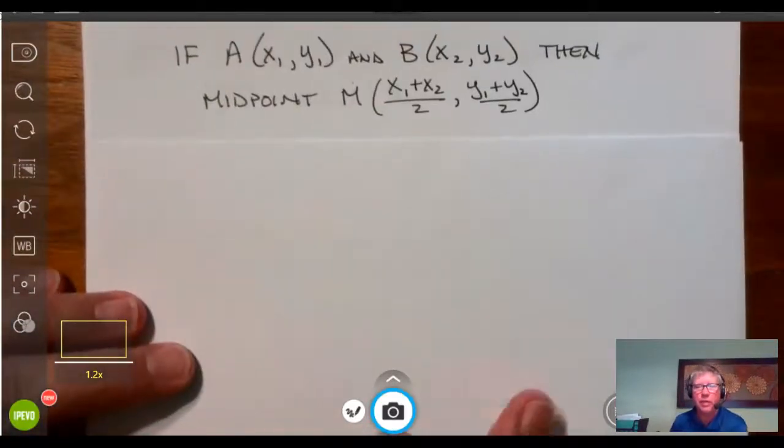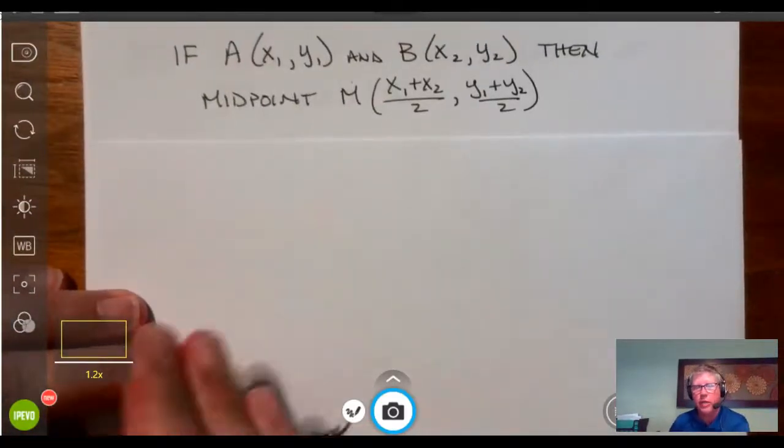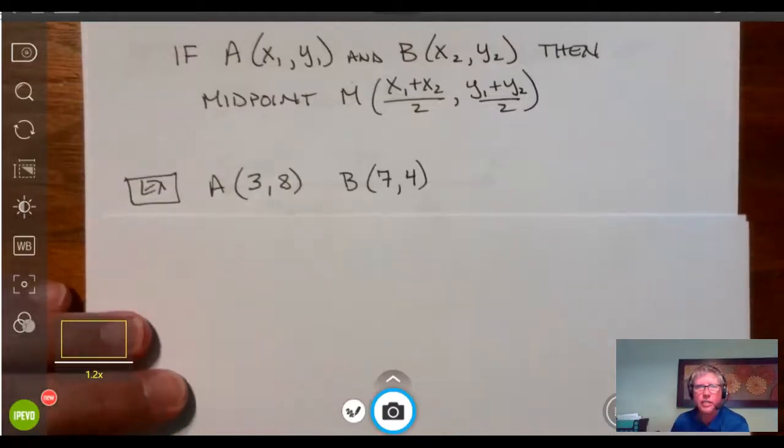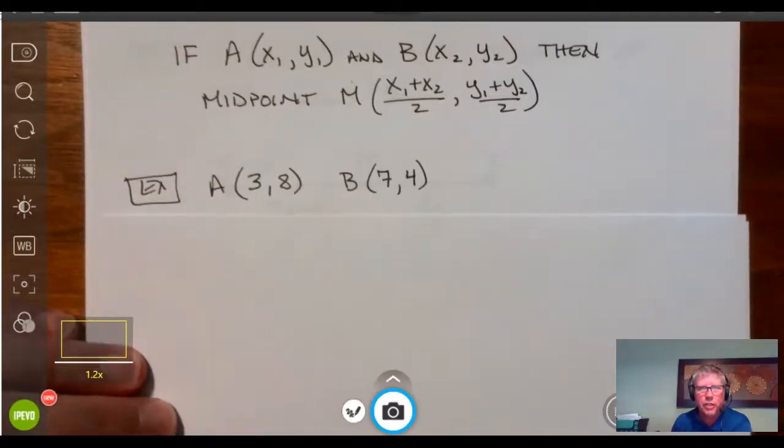Okay, I just repeated those notes. So at any time you want to pause and make sure you have it, you can. Let's try an example. Those are my two favorite points, (3, 8) and (7, 4). We could graph them and look where it is, or we could just use the formula to tell us the coordinates of the midpoint.